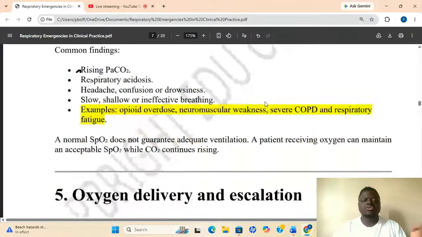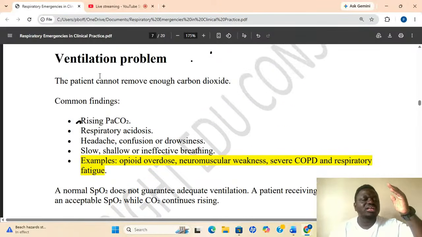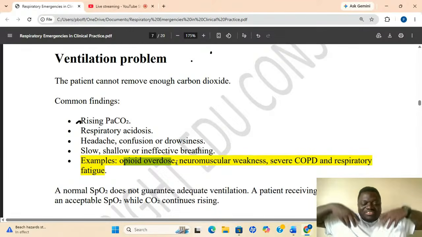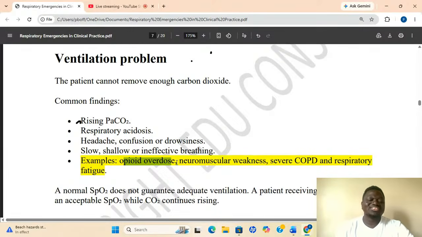What are some of the conditions that can have ventilation problem? Opioid overdose. Somebody has been taking fentanyl or morphine, injecting it. Yes. Why do they die? They don't die because taking in oxygen is their problem. They die because they are not bringing out the CO2. So they will end up getting a lot of CO2, and CO2 is an acid. So you get acidosis and die. You shift the pH out of the normal range and you die.